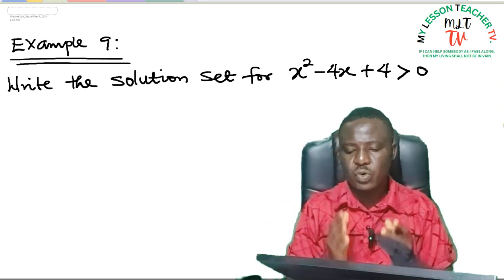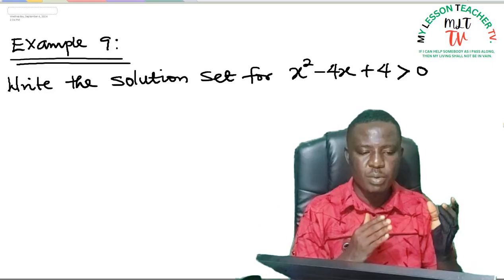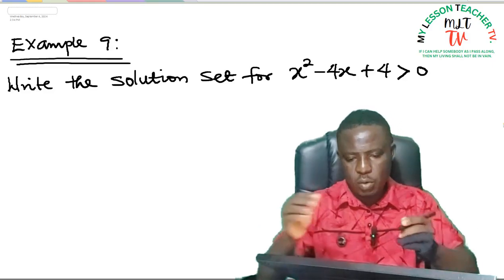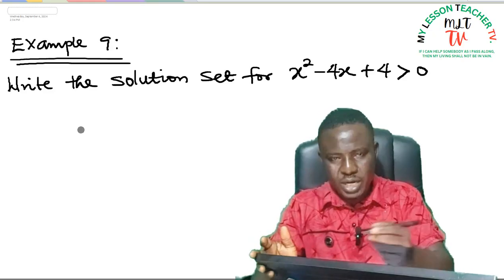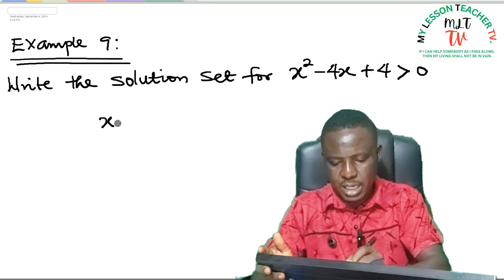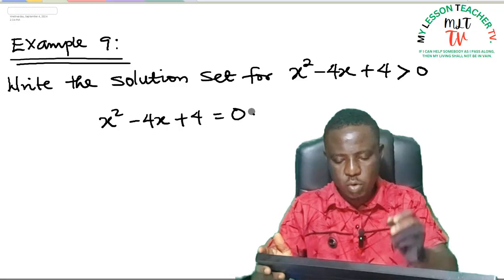Example 9 says we should write the solution set for x squared minus 4x plus 4 is greater than 0. Now, we can do this by looking for the zeros of the inequality. That is x squared minus 4x plus 4 is equal to 0.